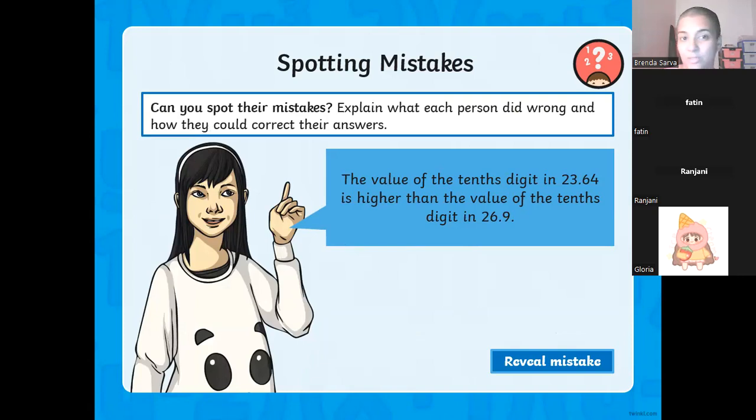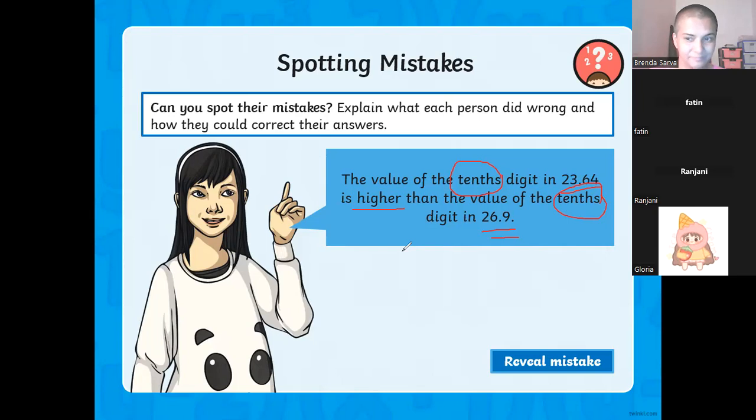All right, coming to your decimal world. Now explain what they did wrong. Now this girl is saying the value of the tens digit, read carefully, in this number is higher than the value of the tens digit in this number. Is she correct or wrong? All you need to do is tell me whether she's right or wrong. Okay, Gloria says she's wrong. Do you all have your justification? Ranjini says she's correct. How about the rest?